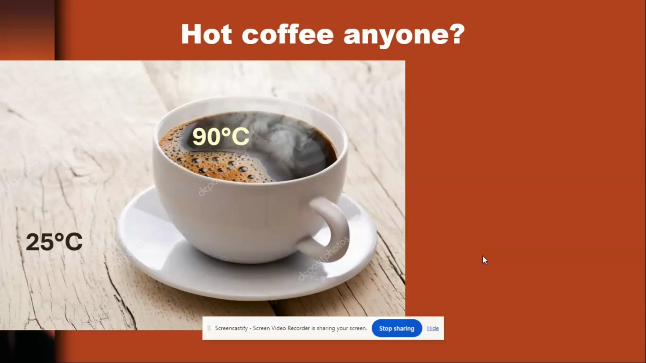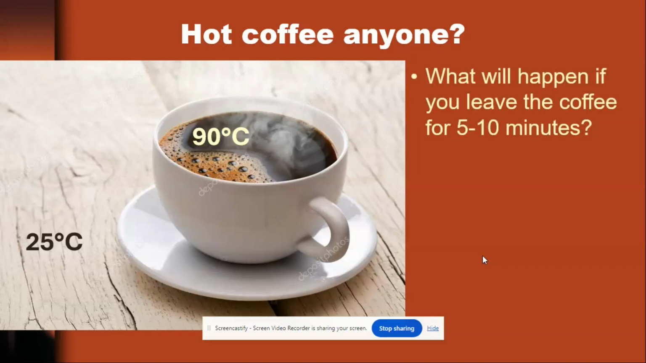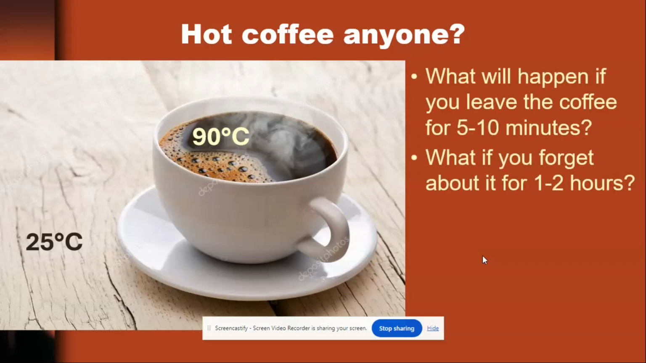And we had a discussion in class. What would happen if you leave the coffee for 5 to 10 minutes? What would happen if you leave it for 1 to 2 hours? Most people can figure out that the coffee will begin to cool down to where you can actually drink it in 5 to 10 minutes. But if you leave it for about an hour or two, it will actually cool down all the way to room temperature. Nobody would describe that coffee with the word cold at that point, but it will certainly cool down.